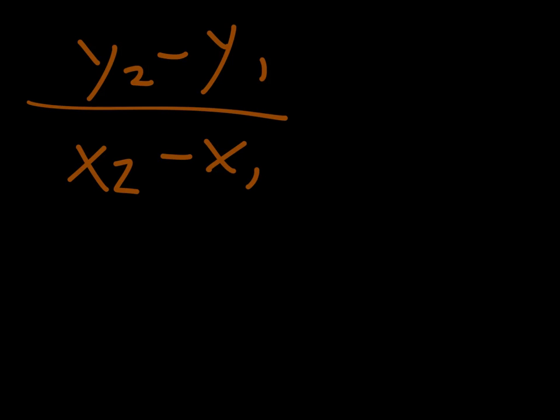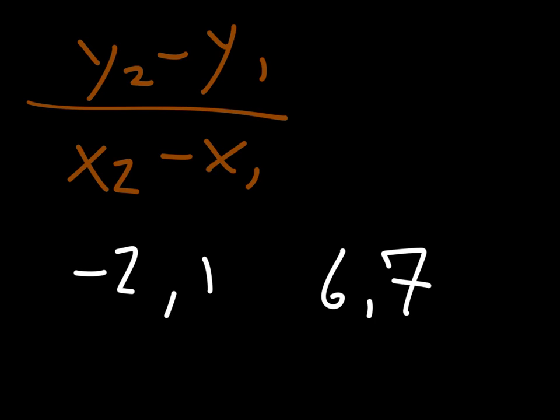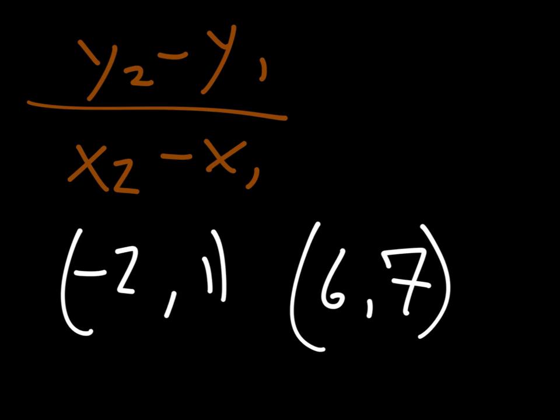So let's say you have -2, 1, and 6, 7, okay? So we're going to use this formula right here.